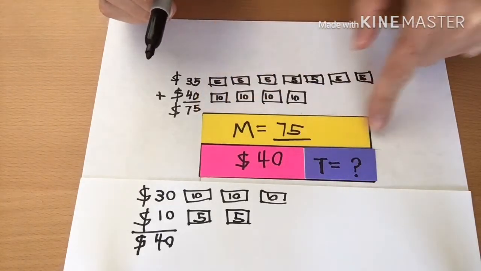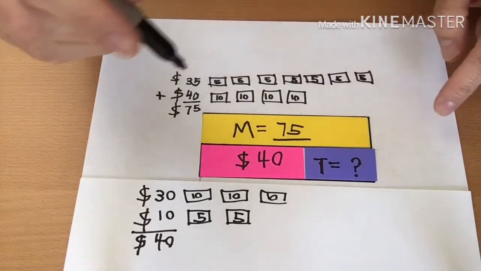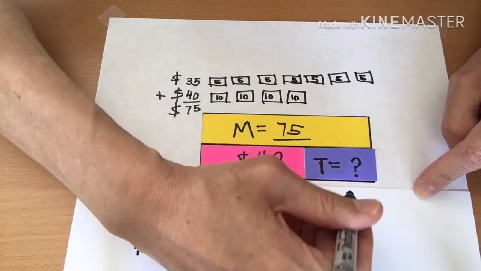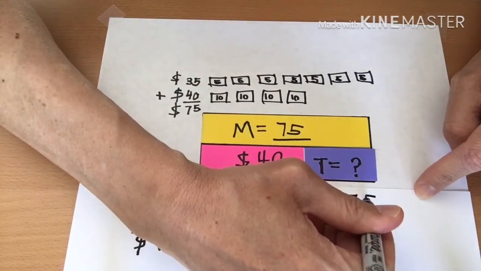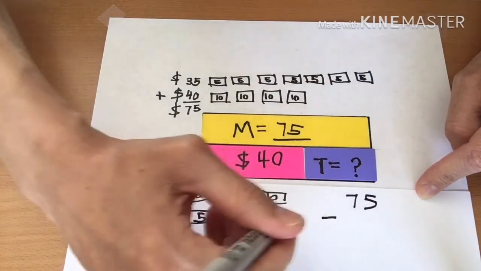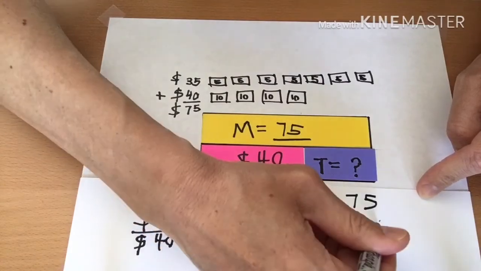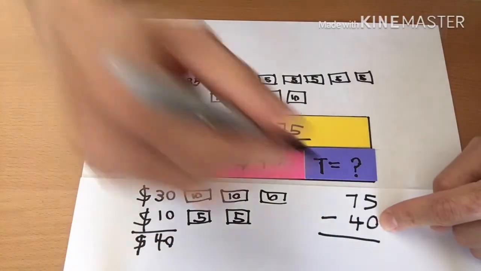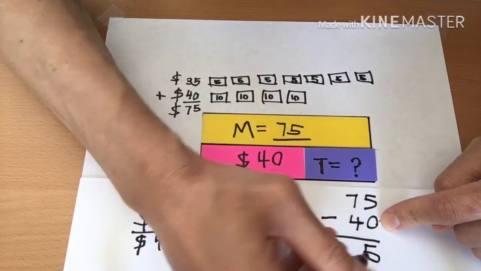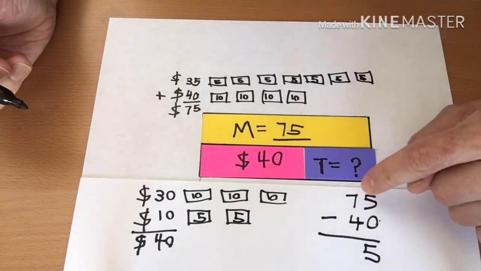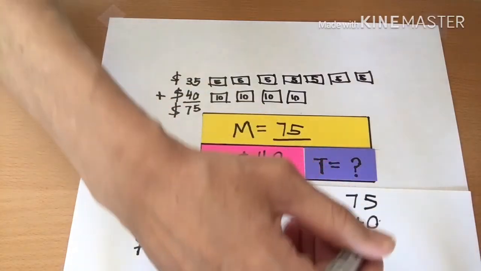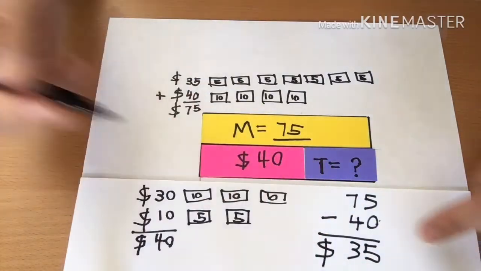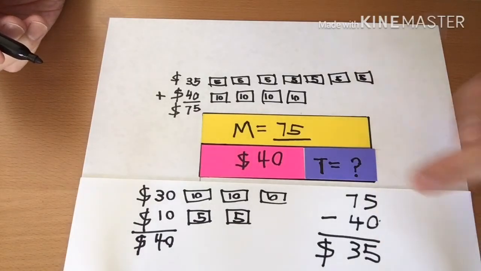We need to take the 75 that Michael has in total and subtract the 40. So I'm gonna do that here. 75 minus 40. So we start with the ones. 5 minus 0 is 5, no unbundling. 7 minus 4 is 3. So it turns out that Tamara has $35.